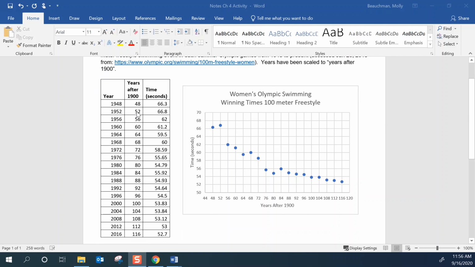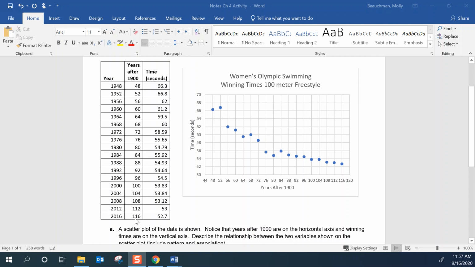This is bivariate data, which means we're taking a look at the relationship between two things. The year after 1900 for 1948 is expressed as 48 to keep the values of the independent variable a little bit smaller. The winning time was 66.3 seconds. Then, for every Olympic Games up until 2016, with a time of 52.7 seconds, is recorded. So we're taking each of these as a single coordinate and making a scatter plot. So each of the points on the graph correspond to a year after 1900 and the winning time in seconds.